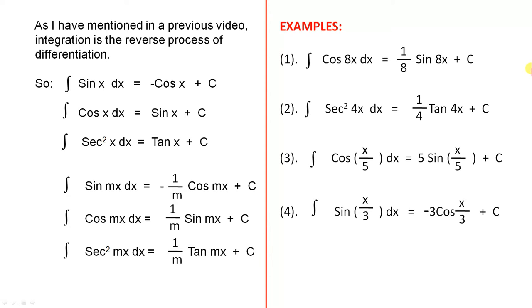As I have mentioned in a previous video, integration is the reverse process of differentiation. So the integral of sine x dx is minus cos x plus c, and the reason we have a constant here is that this is an indefinite integral, there are no limits. The integral of cos x dx is sine x plus c, and the integral of sec squared x dx is tan x plus c. These three here are exactly the same as those three, except we have a constant in each case, so you just have to allow for the constant. And that's what I've done out here.